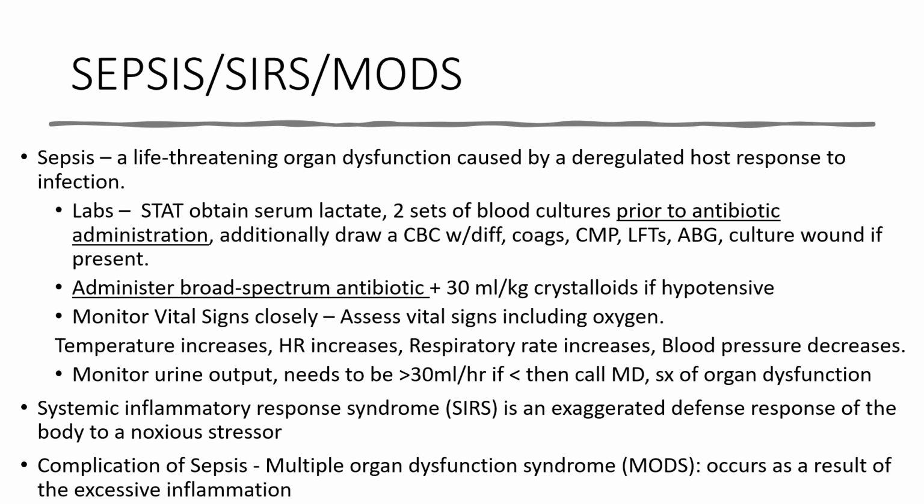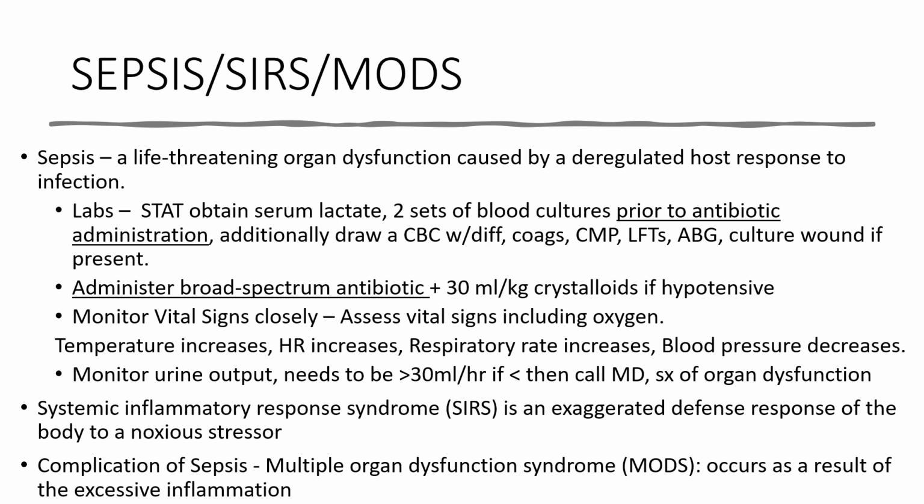And that's because if you give antibiotics and then obtain blood cultures, you're already fighting the bacteria, and you're administering these antibiotics into the bloodstream. So we might get a false read that there's nothing there when there really is something there. Additionally, we need to draw a CBC. We need differentials. We need to look at those white blood cell counts, look at those neutrophils, see what's going on. Coagulants, we need to see how the blood is coagulating.